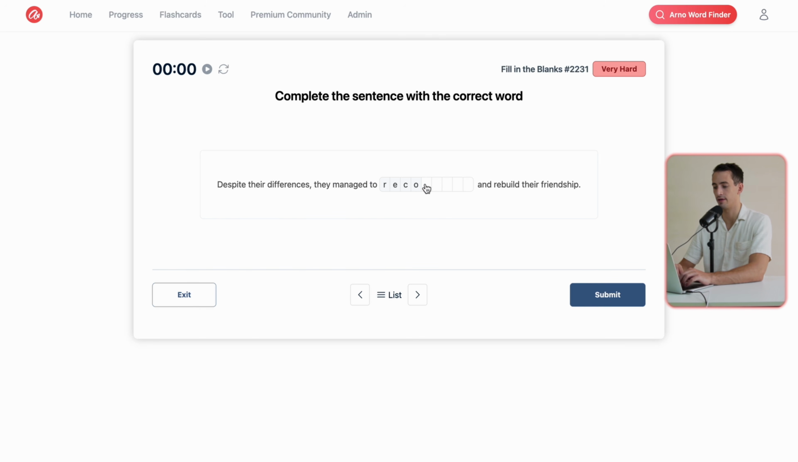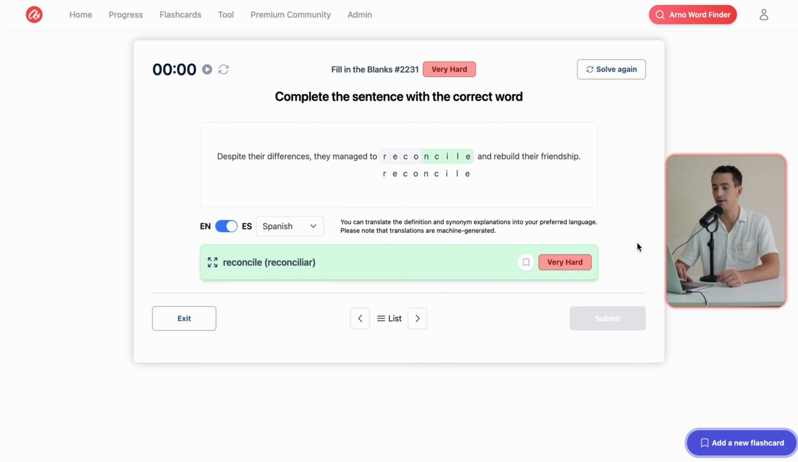All right, the correct answer here would be reconcile. Despite their differences, they managed to reconcile and rebuild their friendship. So the two clues here were, one, despite their differences. So despite their differences means they had differences. However, they were able to overcome those differences. Then the other one is rebuild their friendship. So they overcame differences and they rebuilt their friendship.